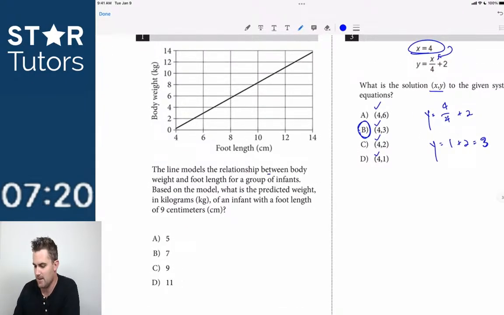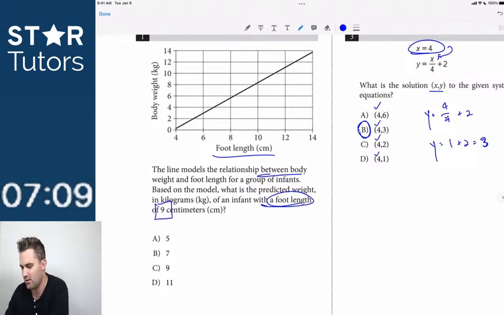The line models the relationship between body weight and foot length for a group of infants. What is the predicted weight of an infant with a foot length of 9? Okay, this is way easier than I thought. What is that, right here? Foot length of 9 is 7. Does everybody see that? That was way easier than I thought it was going to be.